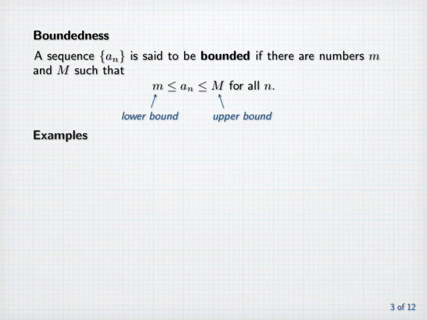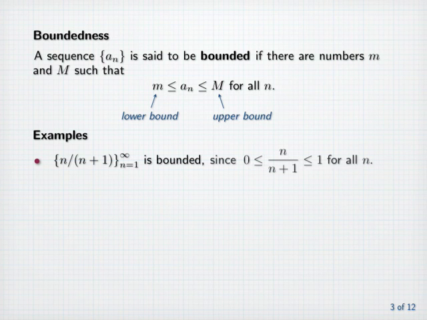A few examples. The sequence n divided by n plus 1, as n goes from 1 to infinity, is bounded because n over n plus 1 is greater than or equal to 0, and it's also less than or equal to 1 for all n. So 0 is a lower bound and 1 is an upper bound.